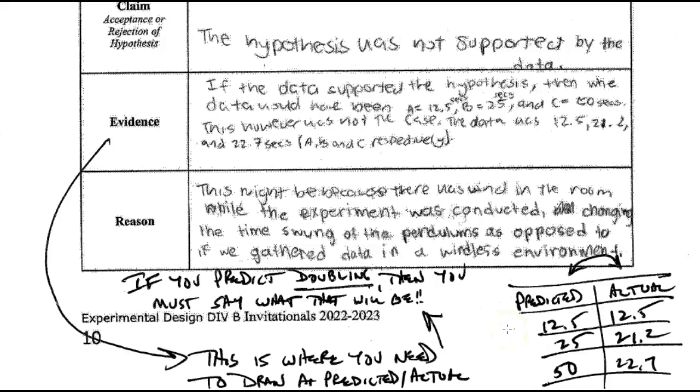So it should be actual and predicted. So actual, I don't know, say if actual is 12.5, right? Then you predicted. That's what you predicted would have been. So for the second one, this should be 25. If it's not, already your data does not support your hypothesis. But your predicted should be double what this is.